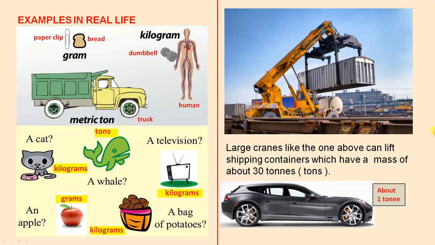Large cranes like the one above can lift shipping containers which have a mass of about 30 tons. So that's a very, very large mass. And here is a typical car, and the mass of that is about 1 ton. Could be a little bit less or a little bit more.